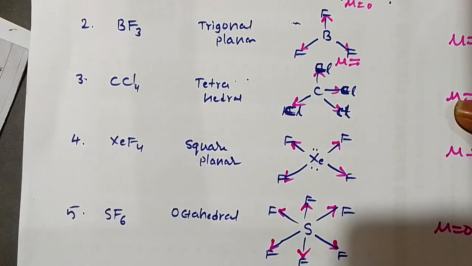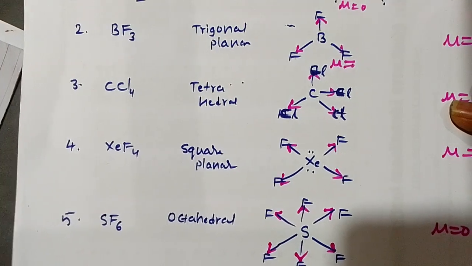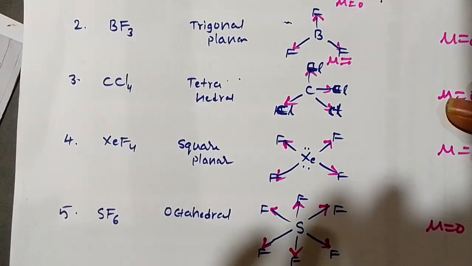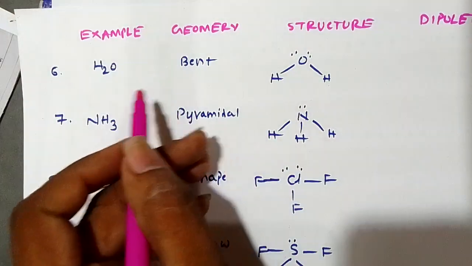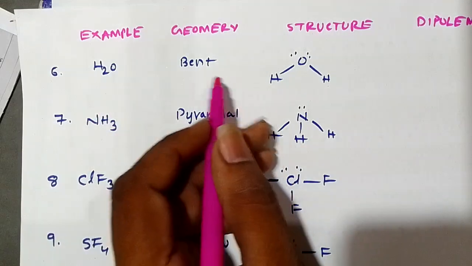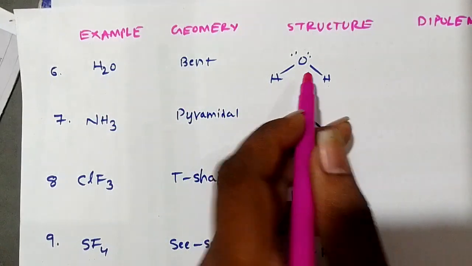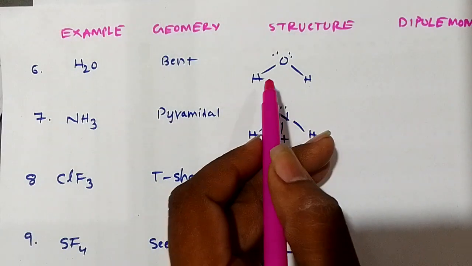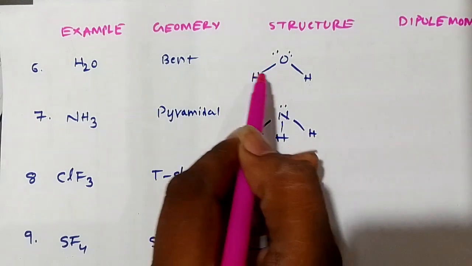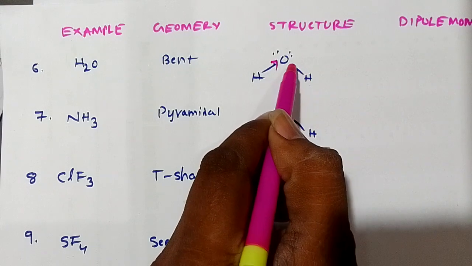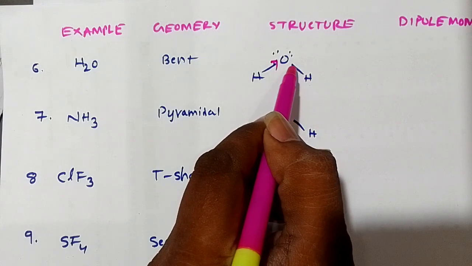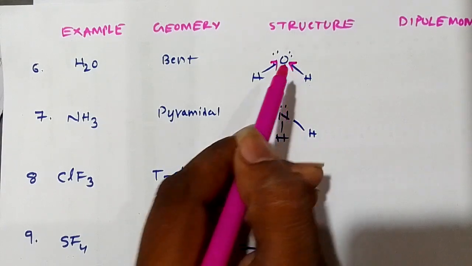We see the next example. H2O. The geometry is bent shape. The structure is like this. Dipole moment: compared to hydrogen, oxygen has more electronegativity. It can attract the bonded electrons towards itself. These bonded electrons are also attracted by oxygen.